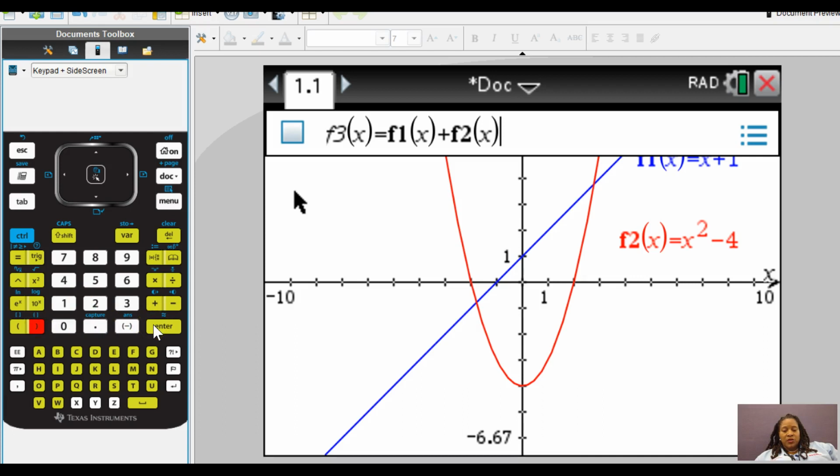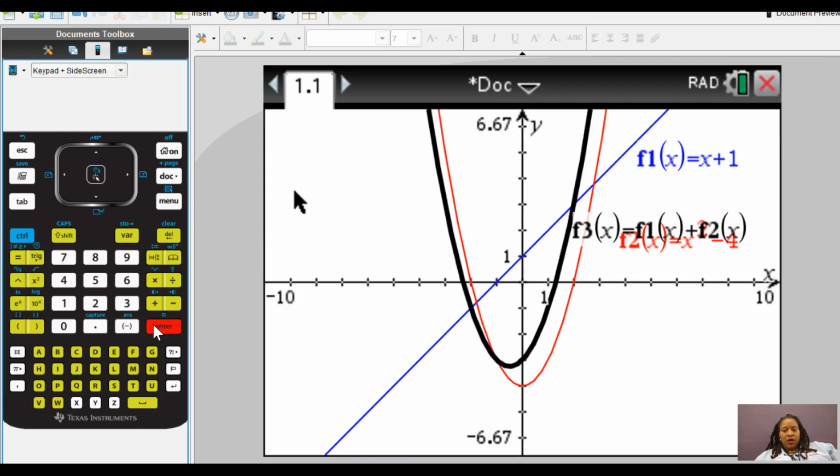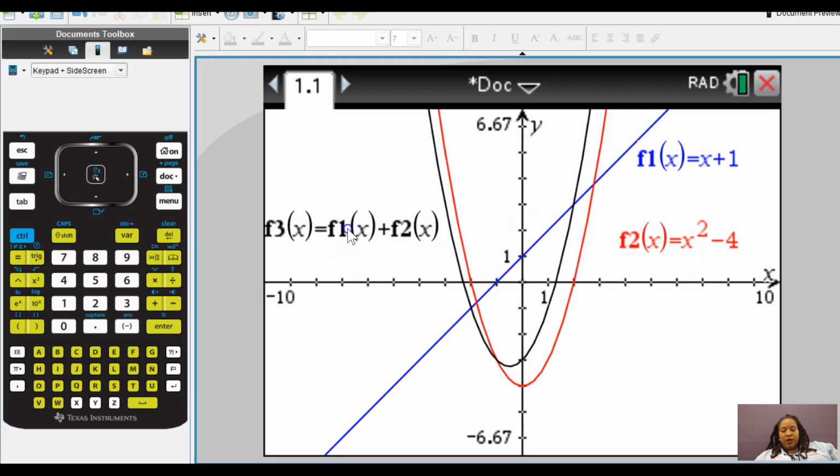So right now what we see is f1 of x plus f2 of x, or for you it will be f of x plus g of x, right? And look at what we got. Oh my goodness. So when combined, this is how the graph changed. So let's see what happens if we take the difference.